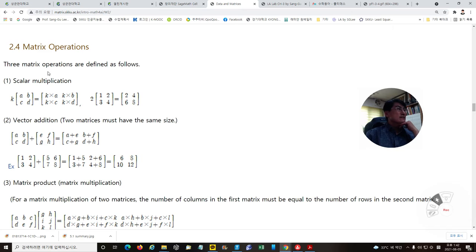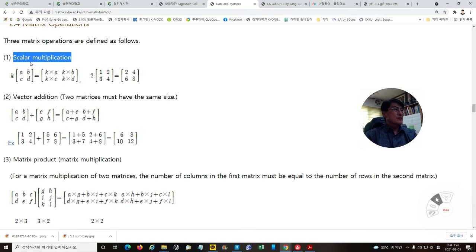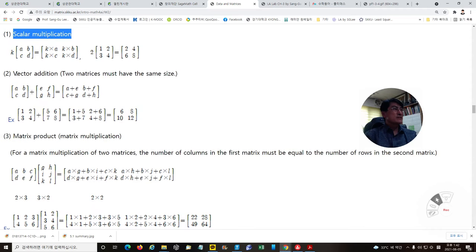Okay, three matrix operations are defined as follows. One, scalar multiplication. If you multiply a scalar on a matrix, then we just multiply that scalar for each of the entries. So if we multiply 2 on this matrix, then we just multiply 2 on all of the entries, components in the matrix.